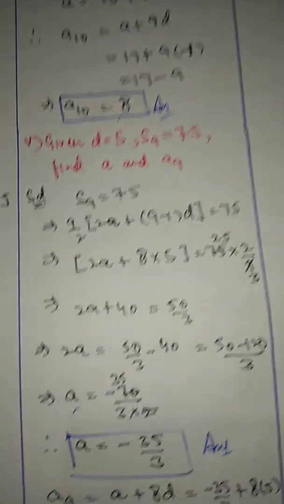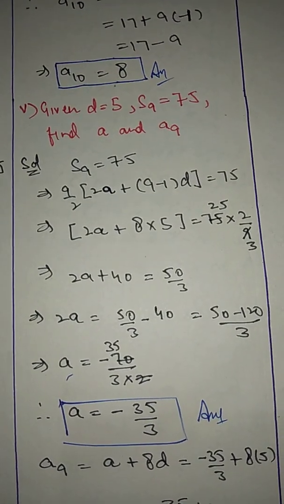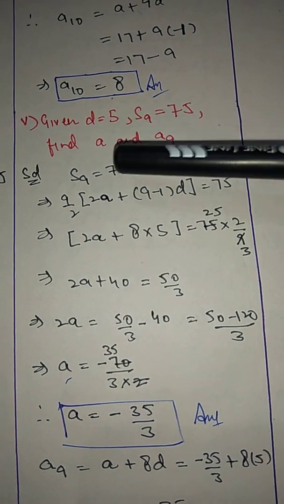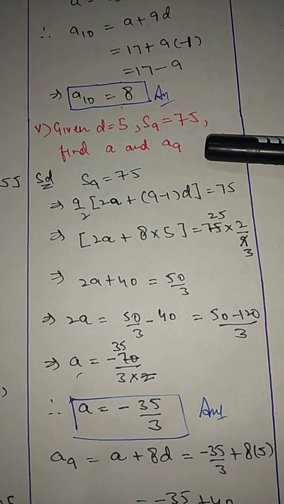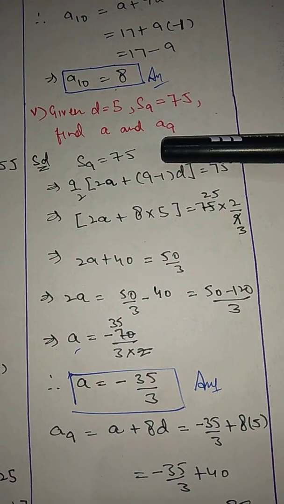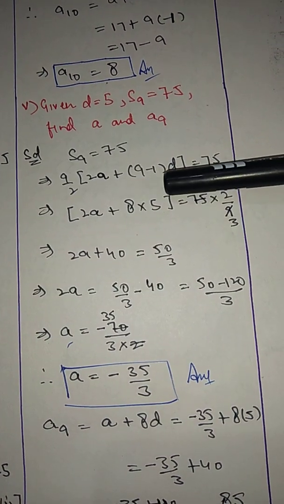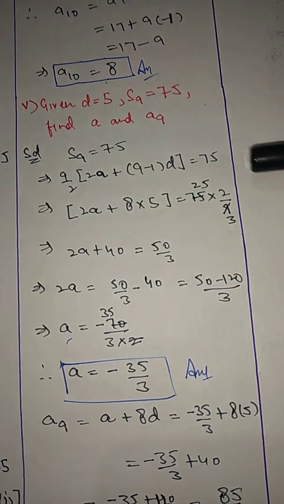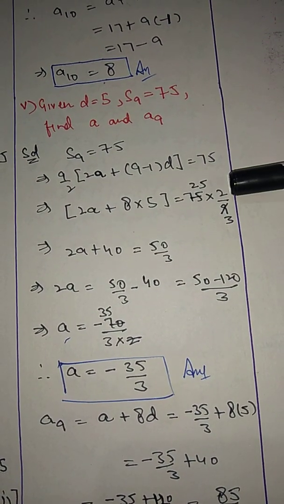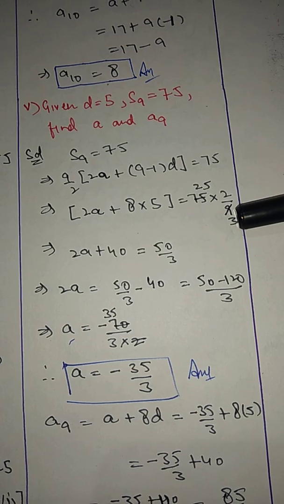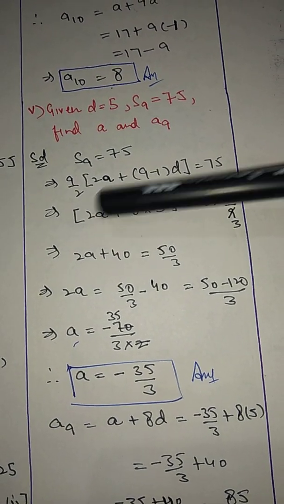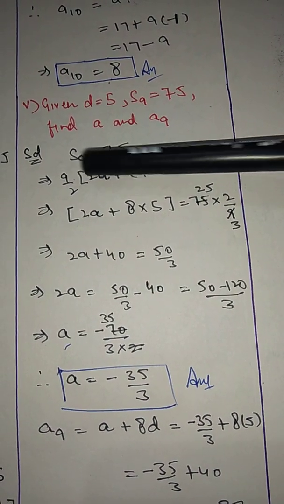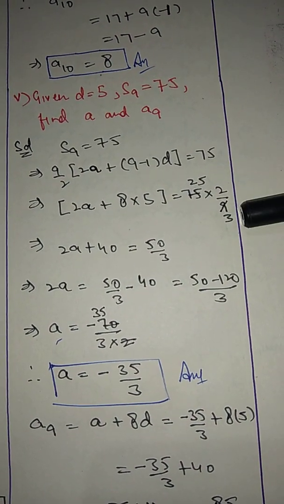So let's move towards part number 5. In part number 5 we are given that d is equal to 5, S9 is equal to 75. We have to find the value of a and a9. S9 is equal to 75, that is 9 upon 2 into 2a plus 9 minus 1 into d is equal to 75. When we transpose 9 upon 2 to the RHS, it becomes 2 upon 9, because 2 is divided here and when transposed to the RHS it becomes multiplied, and 9 is multiplied here so it becomes a divisor. So it becomes 2 upon 9.